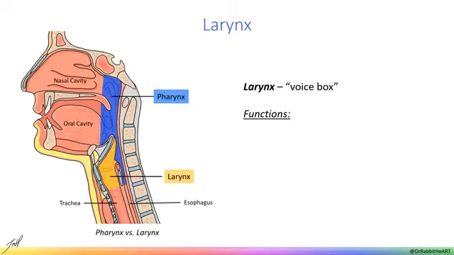We will now turn our attention to the larynx, which is continuous superiorly with the pharynx and inferiorly with the trachea. The larynx is commonly referred to as the voice box, and although it does produce sounds, it is also clinically relevant as the opening to the airway.